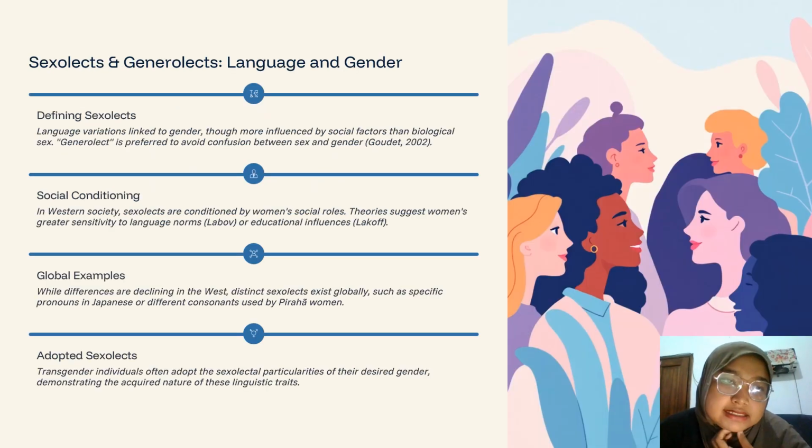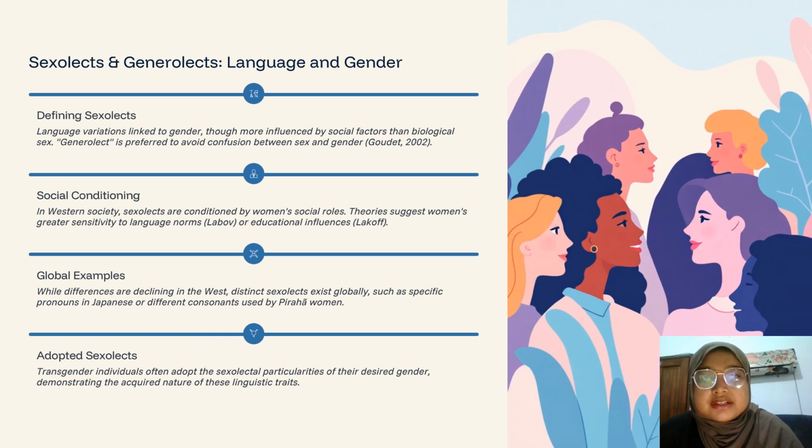Okay, and we go on to sexolects and genderlects. Sexolects, or more inclusively genderlects, refer to language variation primarily influenced by social factors related to gender rather than biological sex. The term genderlect is often preferred to clarify this distinction. So, defining these, they are language variation linked to gender, but it's important to understand that they are more influenced by social factors than biological sex. The term genderlect is often used to prevent confusion between biological sex and socially constructed gender.